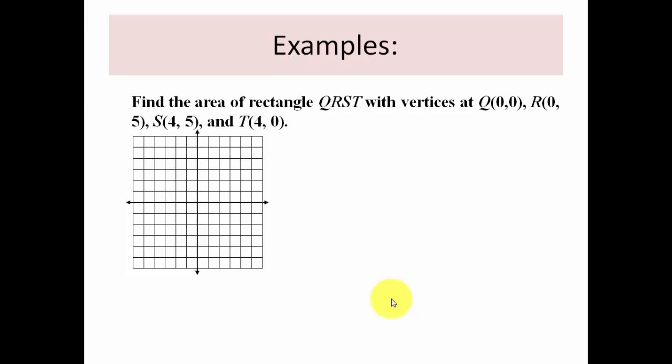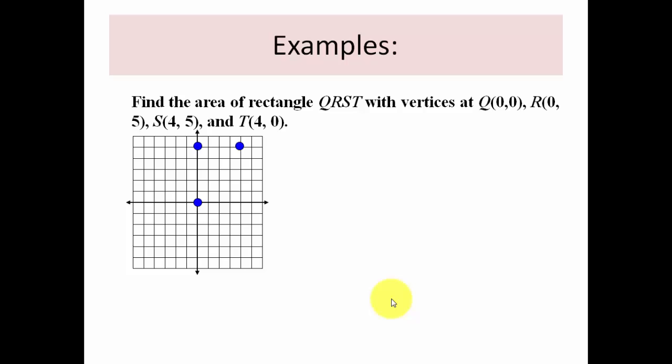Our final example. Again, I want you to pause this and try it on your own, and then play the video and I'll show you the answer. Find the area of rectangle QRST with vertices at Q, which is (0, 0), R, (0, 5), S, (4, 5), and T, (4, 0). Well, anytime you're given points, you should always graph them on a graph.